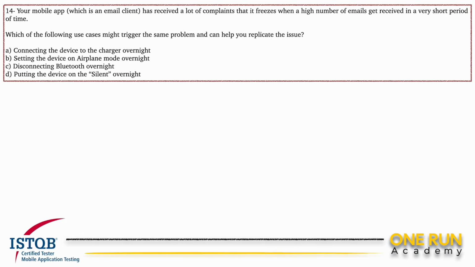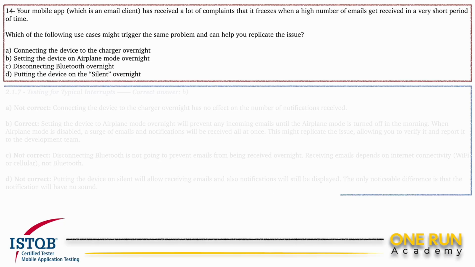In testing terms, we're looking for use cases, specific scenarios where the app behaves in a way that could trigger this issue. So, we must think about situations where the app has to handle a high volume of incoming data or perform similarly demanding tasks. We want to see which of these use cases could trigger the app to behave in the same problematic way, helping us pinpoint the root of the issue. Now, what could be the best option?